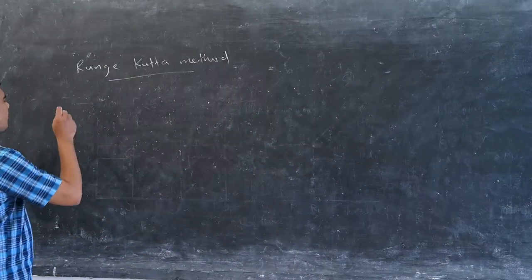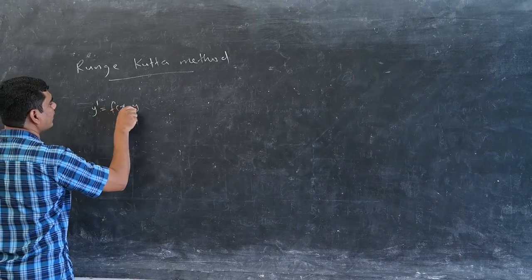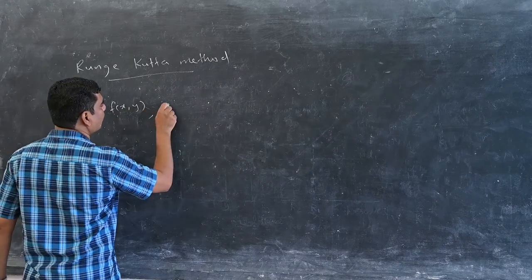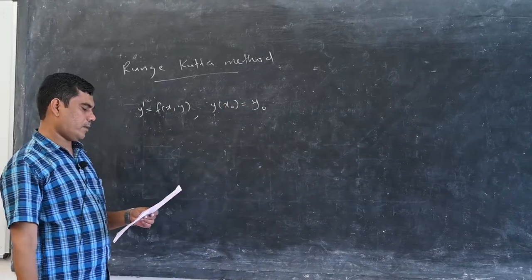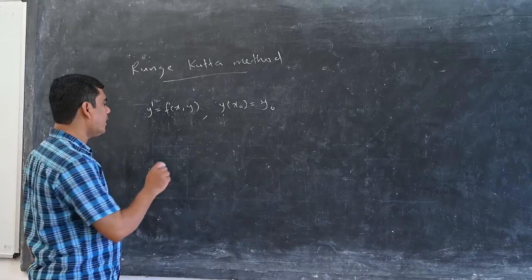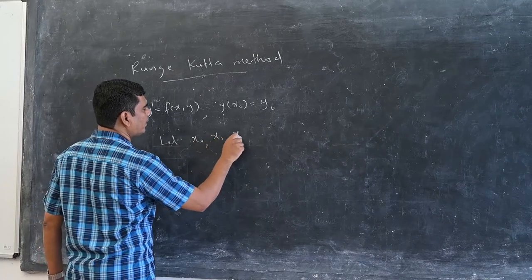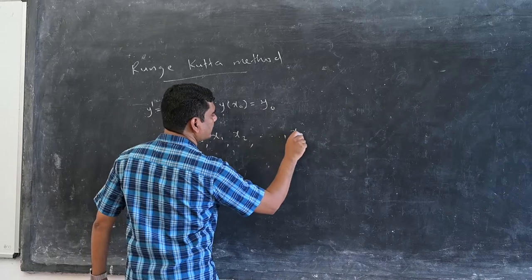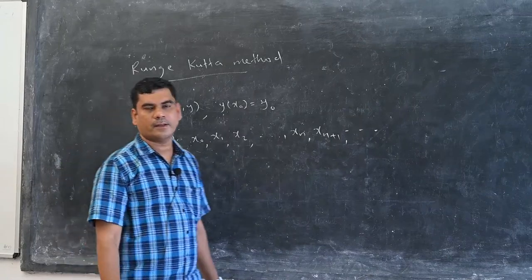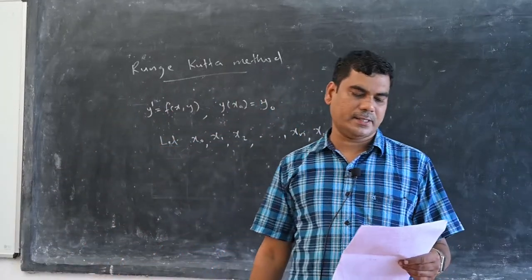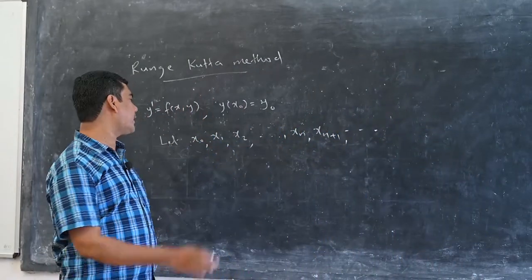So the initial value problem is y derivative is equal to f of x y. Initial condition is y of x naught is equal to y naught. So let x naught, x1, x2, etcetera, xn, etcetera, be equally spaced points.